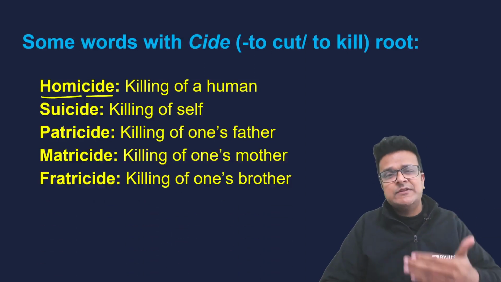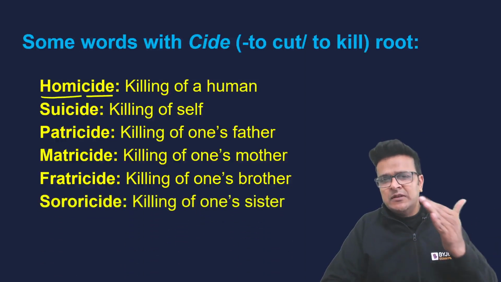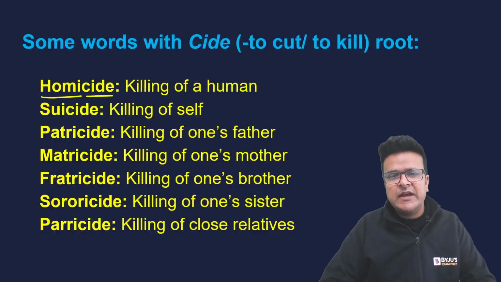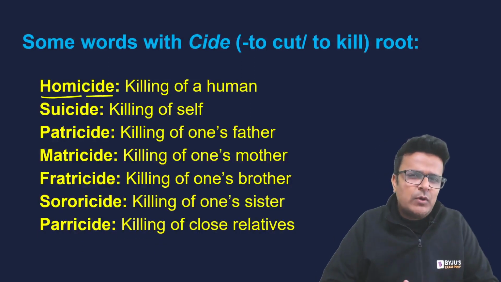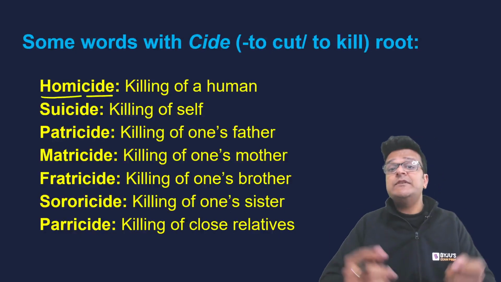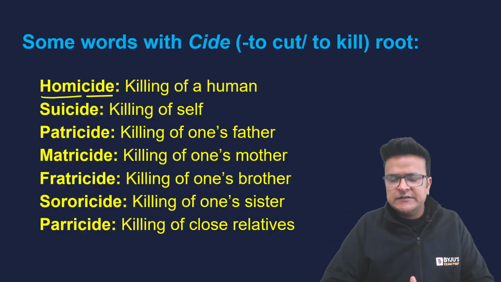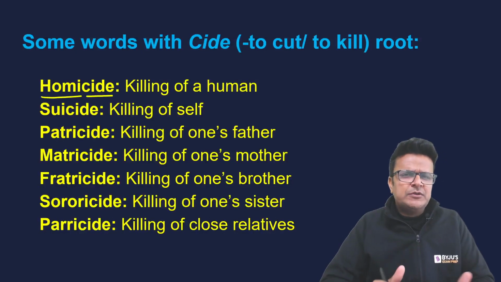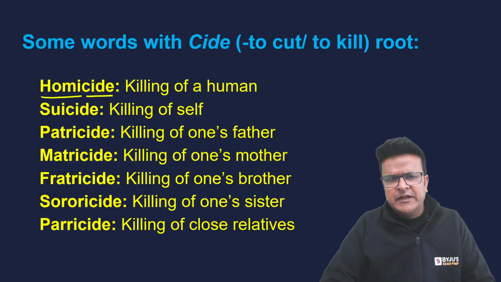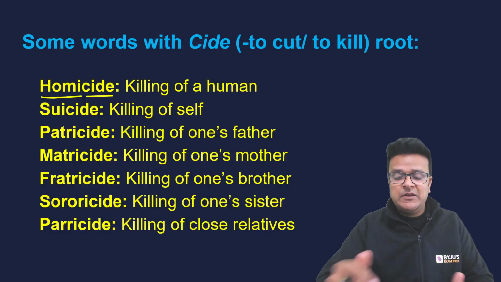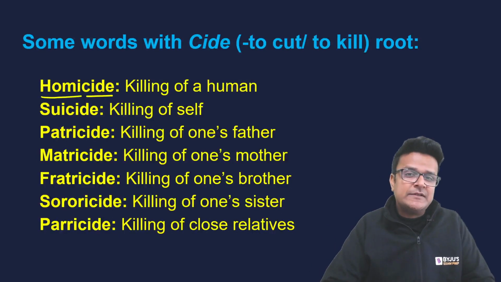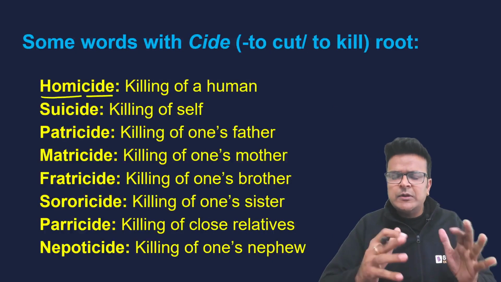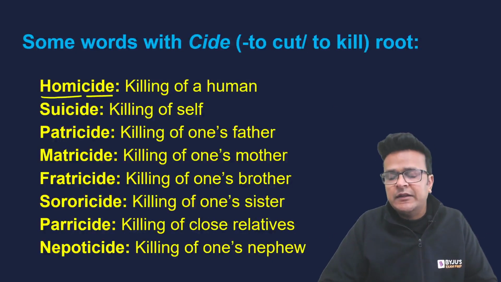Fratricide basically means killing one's brother. Sororicide would mean killing one's sister. Sorority is sisterhood. And parricide basically means killing one's own very close relatives, including parents. Correct? Just remember, parricide can mean the ones we touch feet of, right? In Punjabi we say paripona, so that's what is parricide. Now, nepoticide, you may have heard of the word nepotism in Bollywood. Nepoticide is to kill one's own nephew.